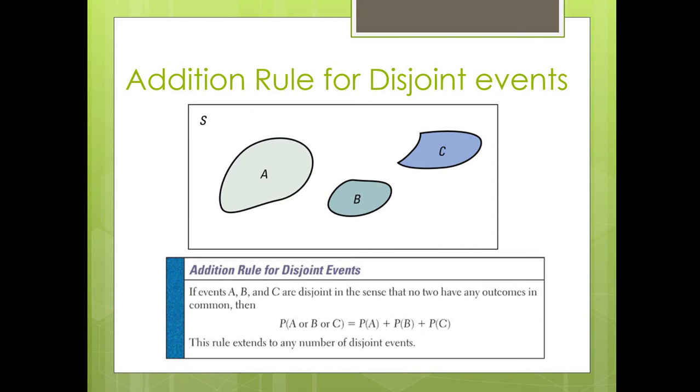So to look at that addition rule for disjoint events where you just add the probabilities together, one way to look at this is an event diagram. If we have these three different events that have no overlap whatsoever, so if B happens, then we know A and C did not happen, we can find the probability that A, B, or C happens by just adding those probabilities together.